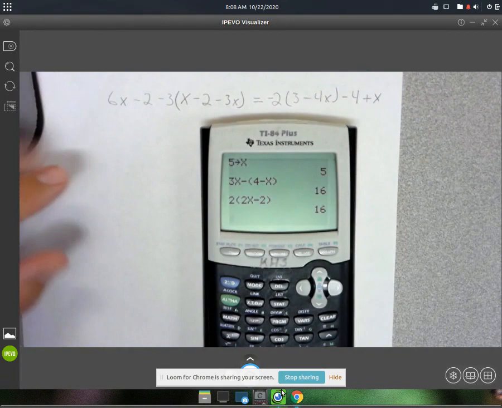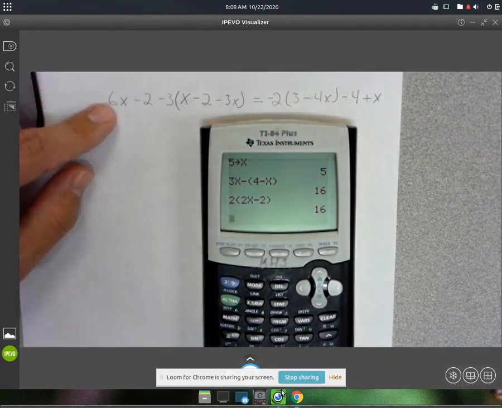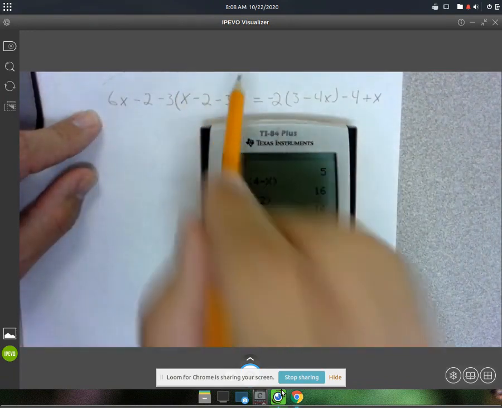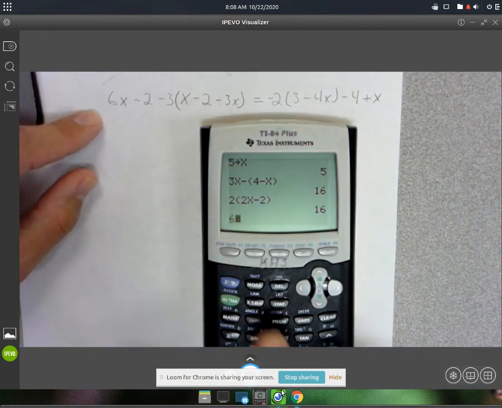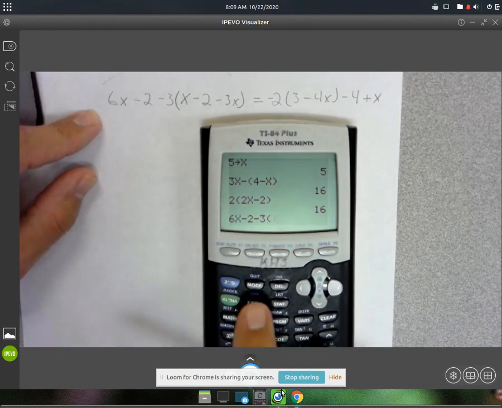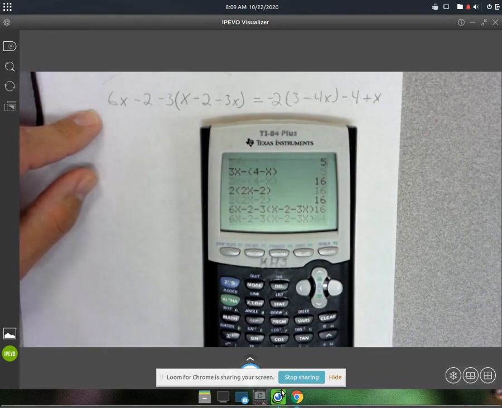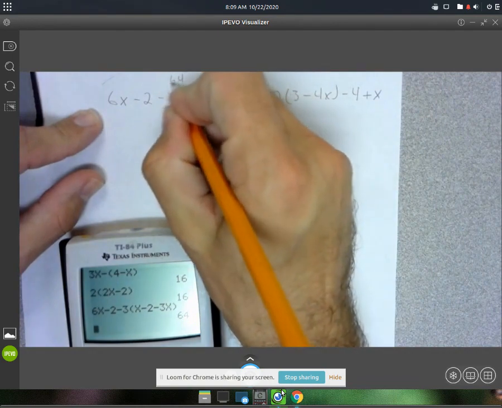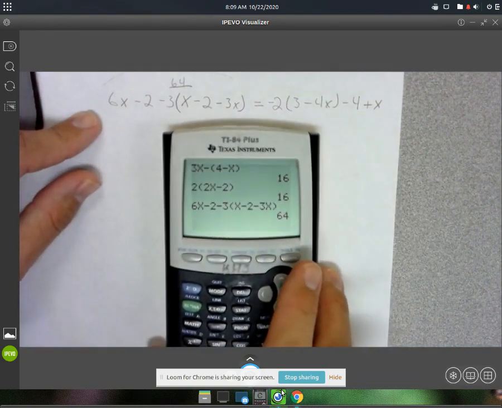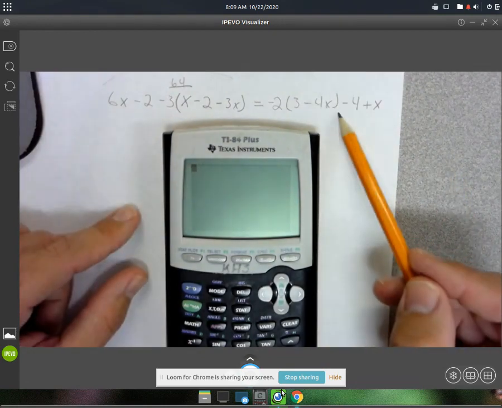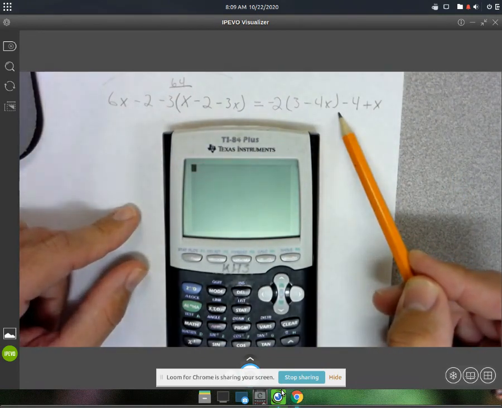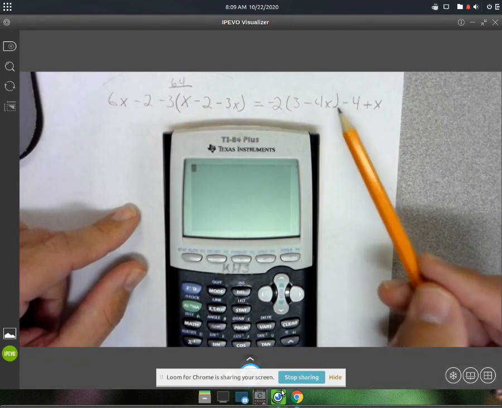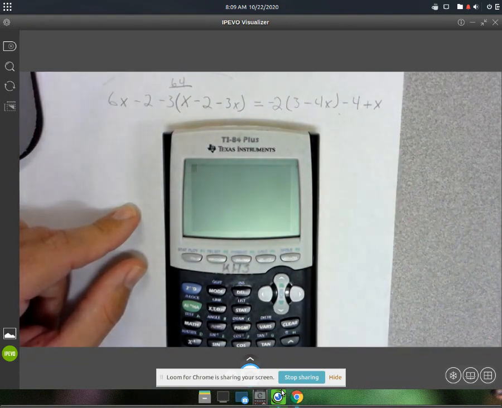All right, for this one, I'll use 5 again, and I'm just going to see what this left side gives me. So I've got 6x minus 2 minus 3x minus 2 minus 3x. So the left side is going to give me 64. All right, 64 whenever x equals 5. And then I'll see what the right side gives me. If it gives me the same thing, then it means that this thing is an identity. But if it doesn't, then it is inconsistent.